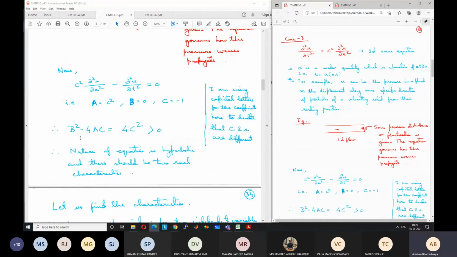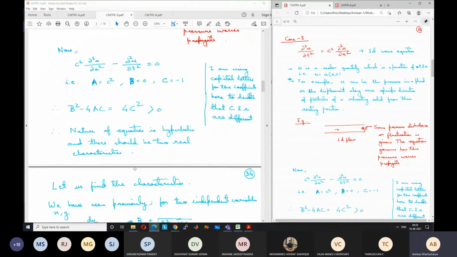If this value is greater than 0, we have denoted that this is going to be a hyperbolic equation, and it should have two real characteristics. So this type of equation is known as a hyperbolic equation. Again the same question comes: it is a hyperbolic equation as per the classification we have derived, but so what? What is the physical significance of that, and how does it affect us physically?